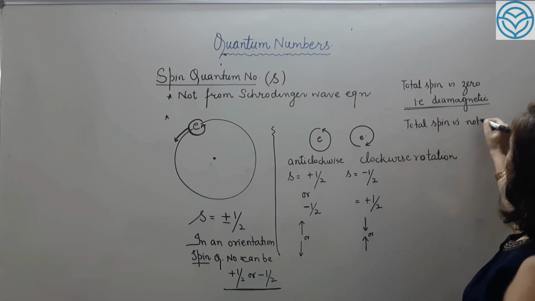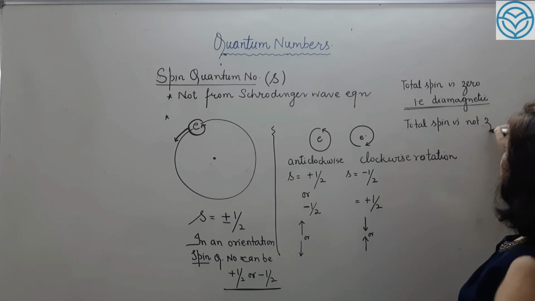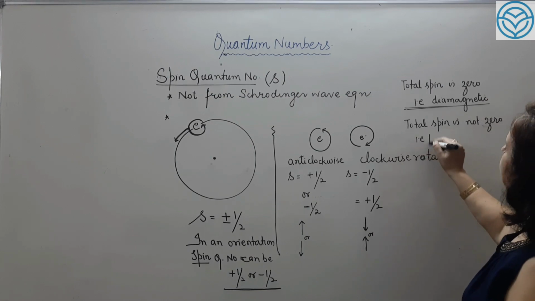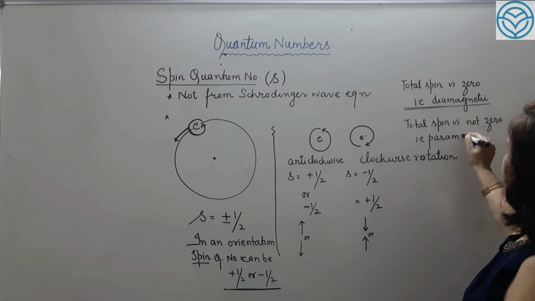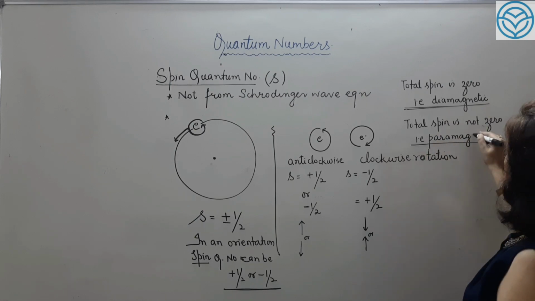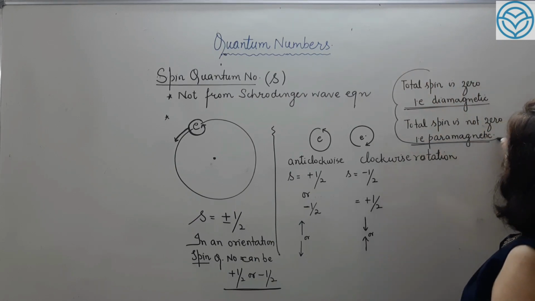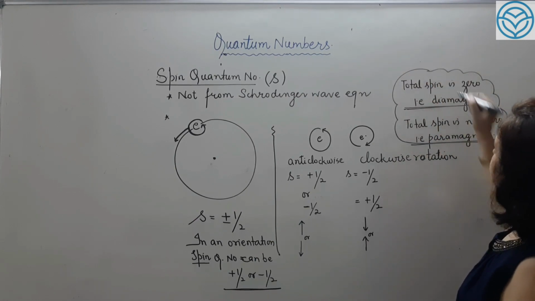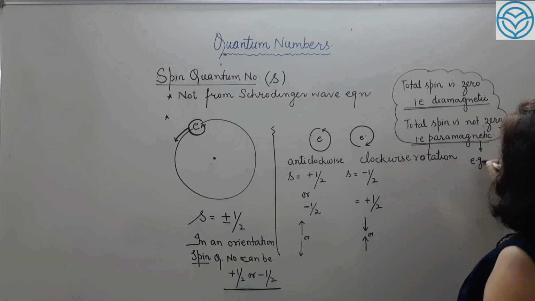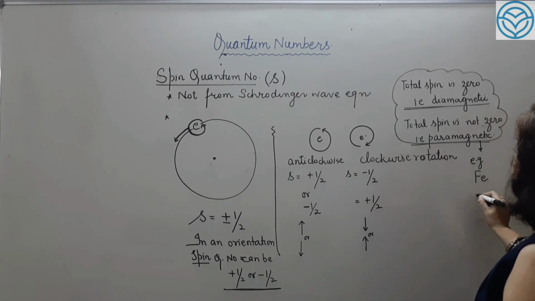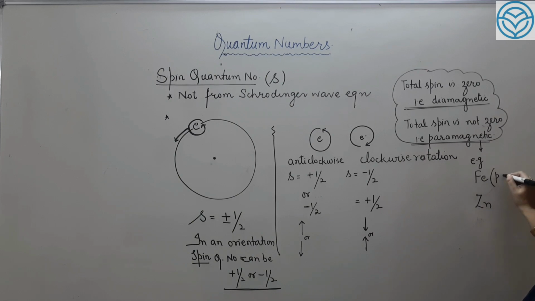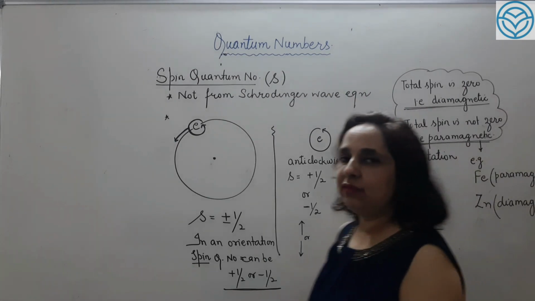If total spin is not equal to 0, that means paramagnetic. Paramagnetic means weakly attracted by the magnet or going to be affected by the magnetic fields. For example, iron is paramagnetic, zinc is diamagnetic. This we can say just on the basis of total spin value.